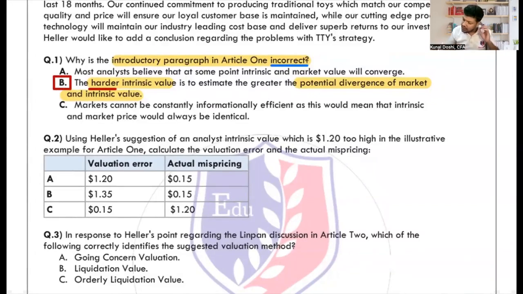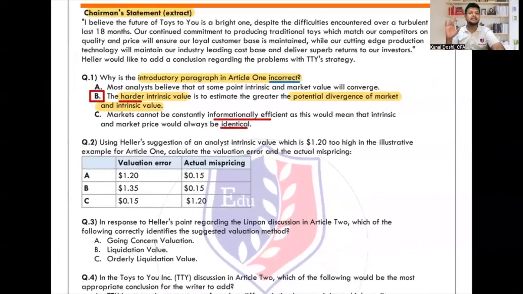Check, check, check. Market cannot constantly be informationally efficient, as that would mean that intrinsic value and market price will be always identical. True. This is fact, right? Market price and intrinsic value are not always same. So they are not always efficient. Am I correct? Everyone understood why B is the answer? Check, check, check. Please confirm. Okay. Yes.